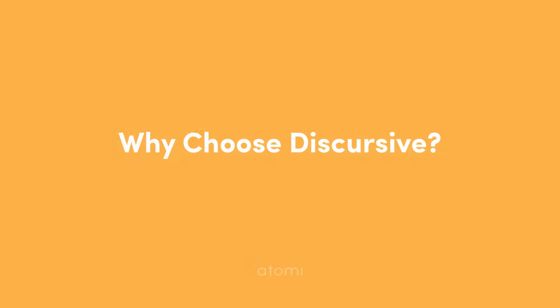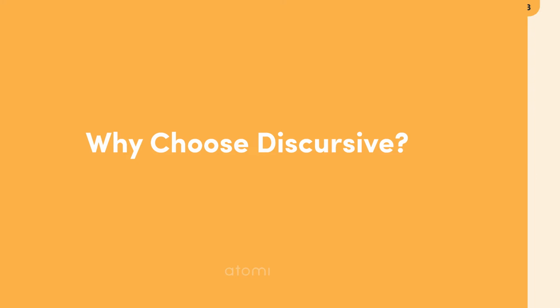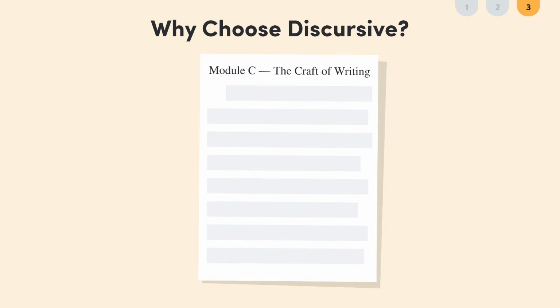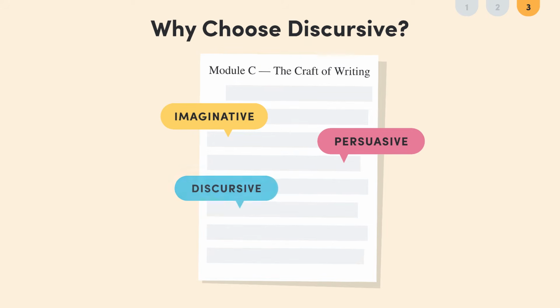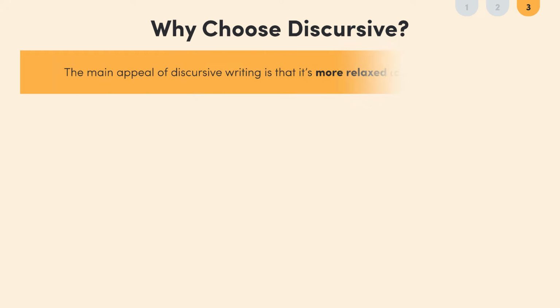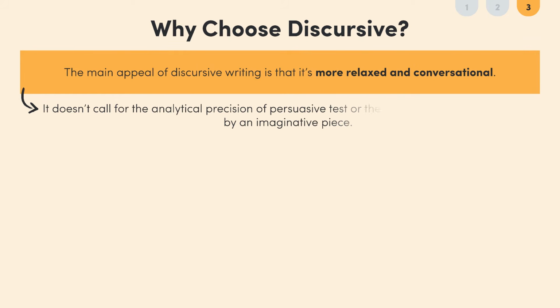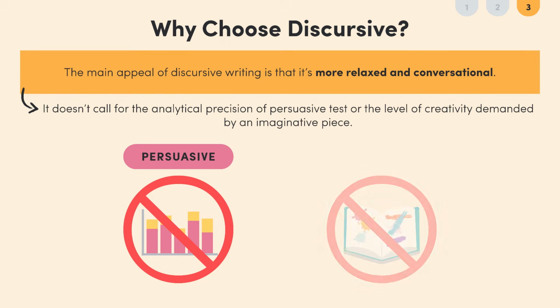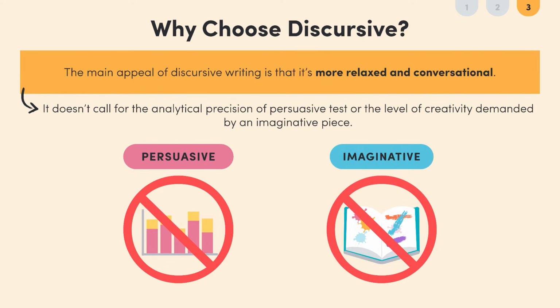So that brings us to an important question. Why choose to write a discursive piece? In the HSC, it's highly likely that you'll be given the option to write in whichever style you prefer, whether it be an imaginative, persuasive, discursive, or even an informative composition. But the main appeal of discursive writing is that it's far more relaxed and conversational than other mediums. It doesn't call for the analytical precision of persuasive texts or the level of creativity demanded by an imaginative piece.